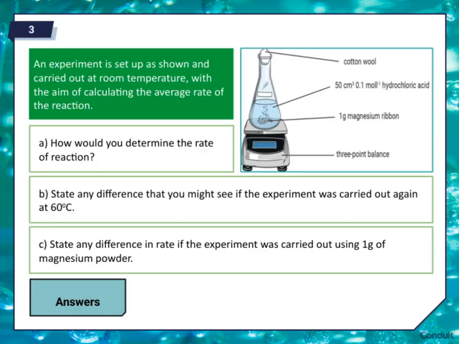Let's break down how we'd approach this experiment. First, we need to figure out how to determine the rate of reaction. What measurements or observations tell us how fast things are happening? Then, imagine changing the amount of magnesium powder to 1 gram. How might that affect the rate? Finally, think about what would happen if we raise the temperature to 600 degrees Celsius. Each change helps us understand the factors that influence reaction speed.